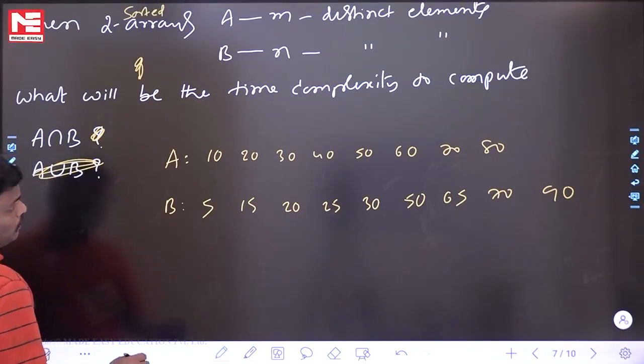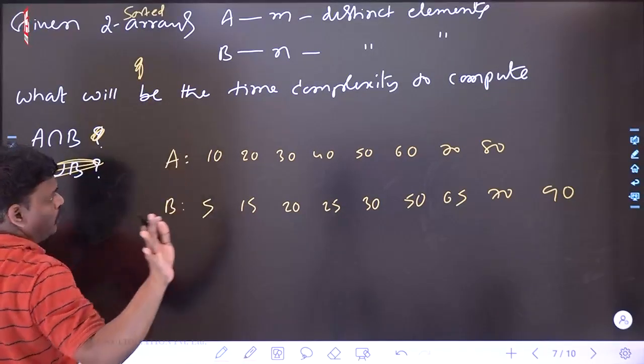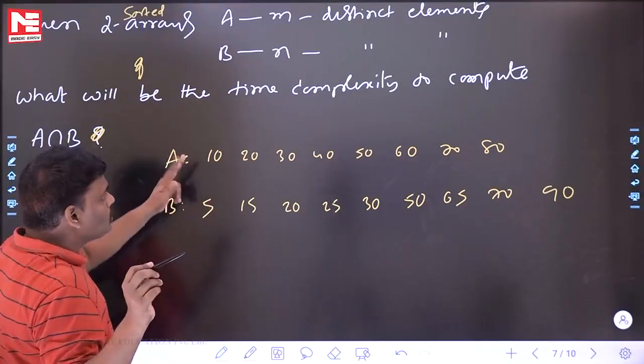What is the one way? Both are sorted, it's okay. Without sorted also we will do, don't worry. Right? So can you help me now how to solve this problem? This is the way. Intersection means common element.